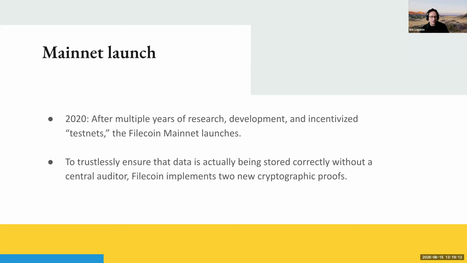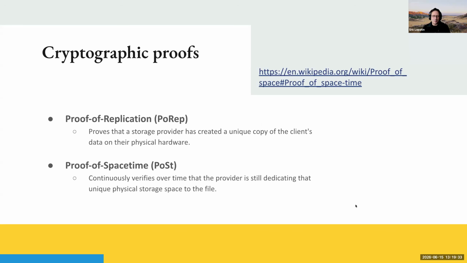And then really this is about ensuring that the data is actually being stored correctly without any kind of central auditing happening. To do that, they introduced two cryptographic proofs. There's actually a third one that was just implemented about a year and a half ago, so we'll talk about that one too. But when you start reading about blockchain and storage, you'll find these different cryptographic proofs that are out there.